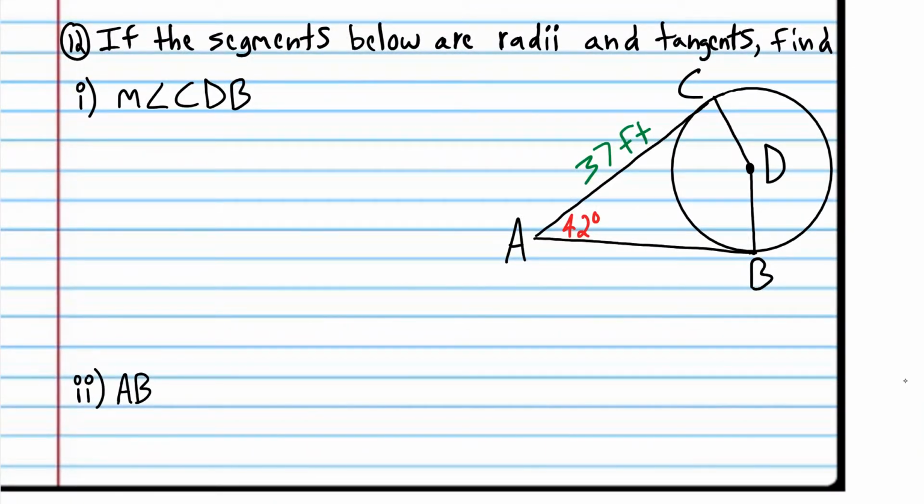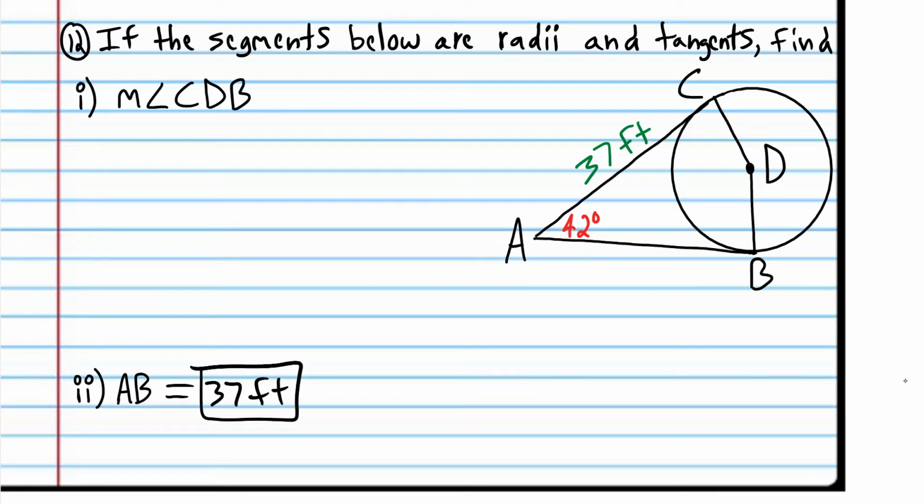All right, we're back. So the easiest part of this is actually to find AB. I'm going to do that first. We learned a theorem that says that if you have a point outside of a circle and you draw a tangent to the circle, meaning it only touches one place, and another tangent on the other side of the circle, the lengths of those segments are equal. So AB must be 37 feet.